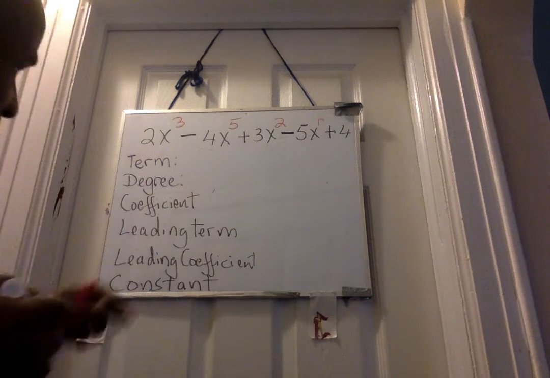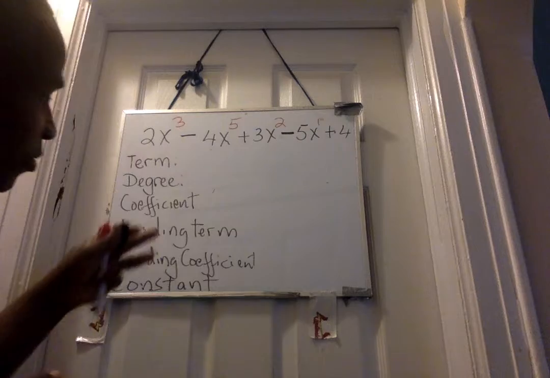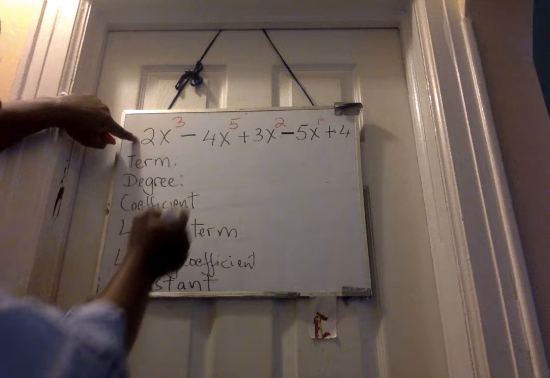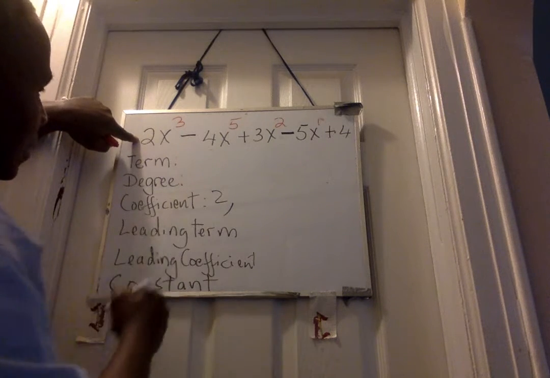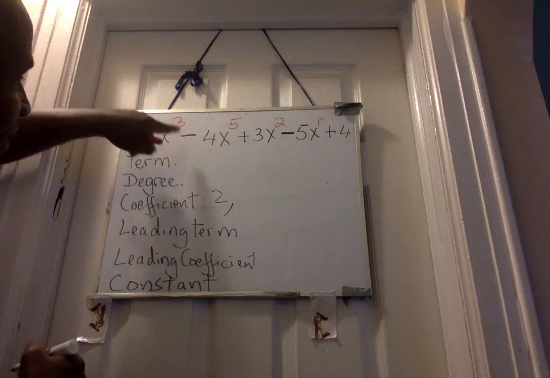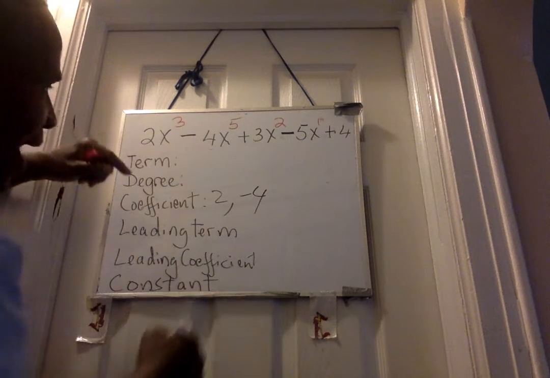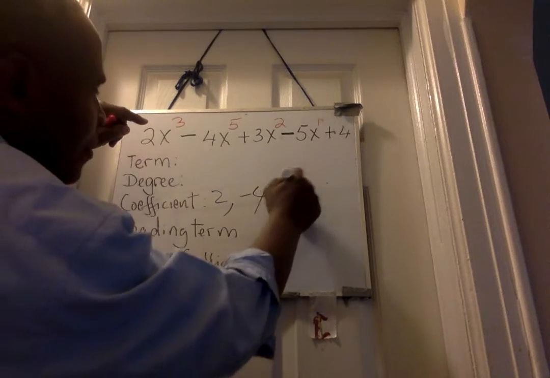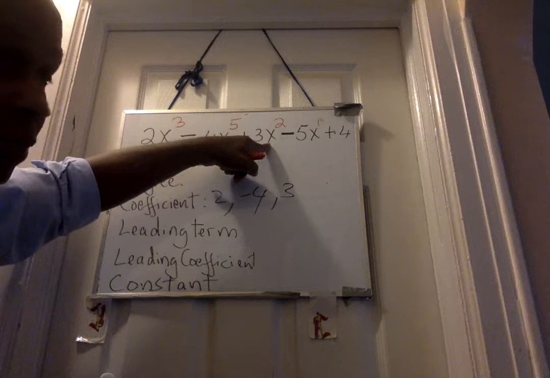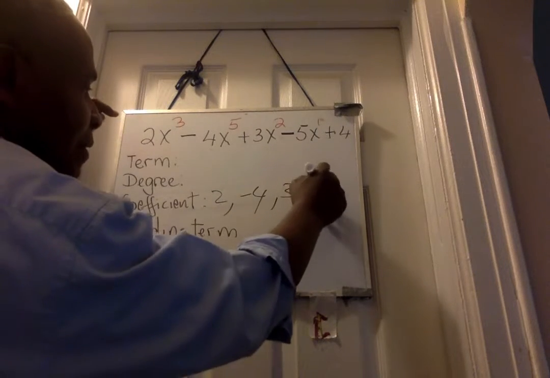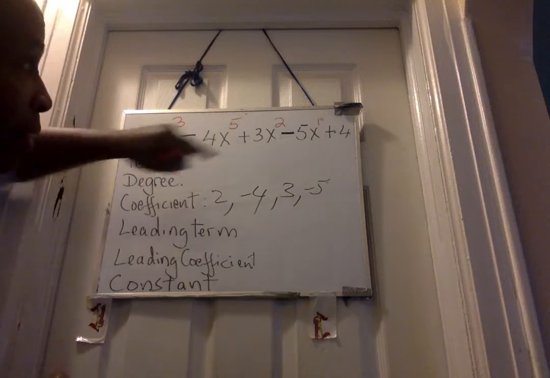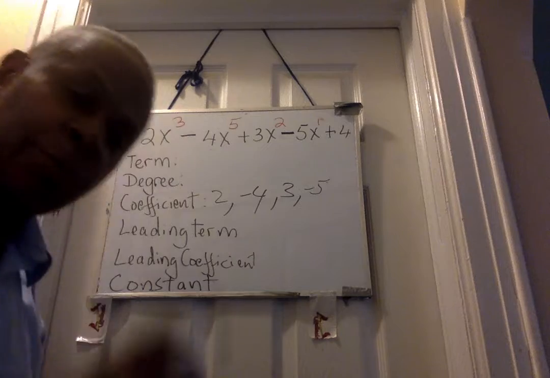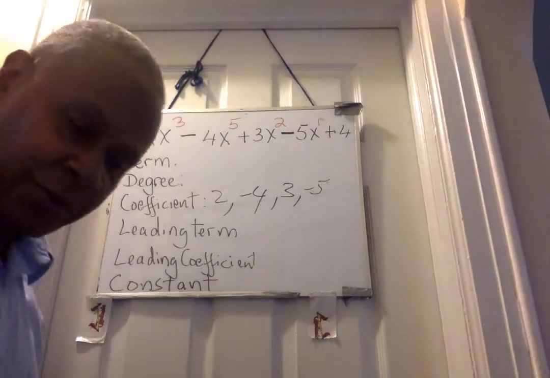Okay? Now, let's go to coefficient. We know the coefficient is the number in front of a letter or the variable. 2 is a coefficient. It's in front of a variable. Negative 4 is a coefficient because it's in front of a variable. Positive 3 is a coefficient because it's in front of x squared. Negative 5 is a coefficient because it's in front of x to the first power. 4 is not a coefficient. It doesn't have a letter. So the coefficient is the number in front of a variable.